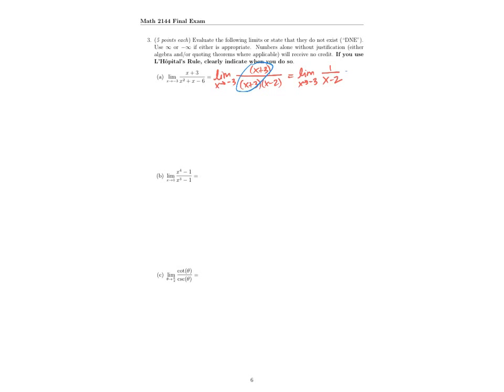So at this point, the problem that I had in the denominator has now been fixed. So I can go ahead and plug in x equals -3 into the denominator, and I'll get 1 over -3 minus 2, which is -1/5.